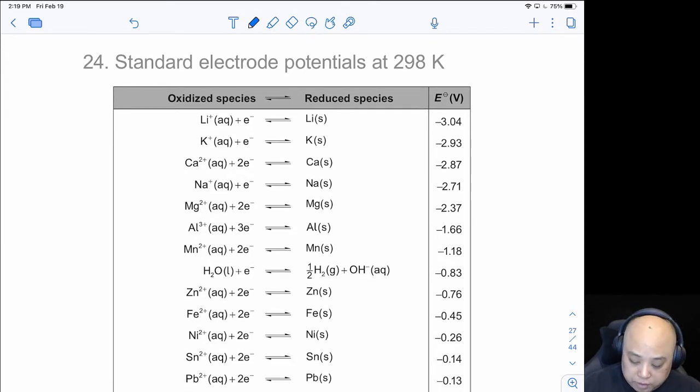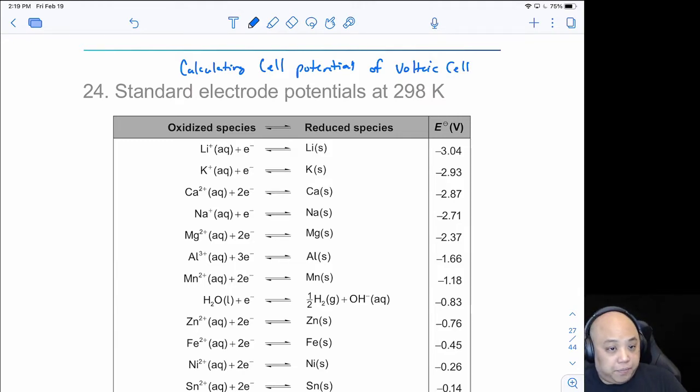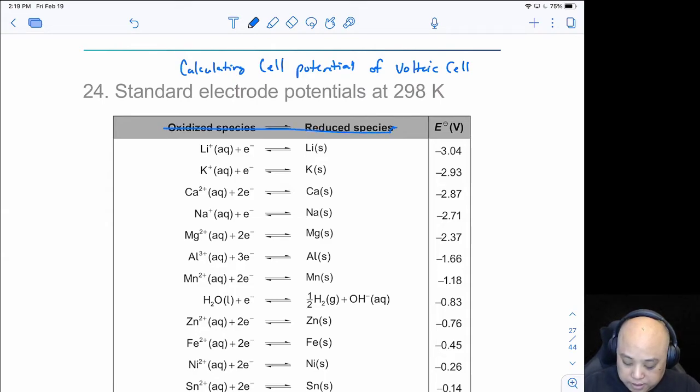This is also for higher levels. So this is calculating cell potential of a voltaic cell. And here you're given all your reactions. Now, again, I don't like this title here because I think it's kind of misleading. Sometimes students read that and misunderstand what it's trying to say, because they're writing it in terms of what's happened, not what is happening.